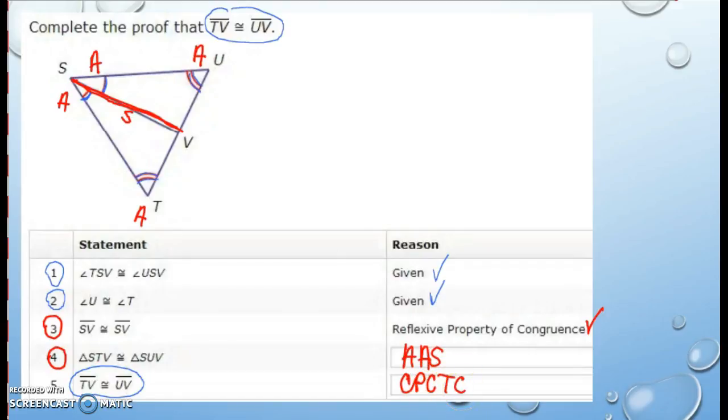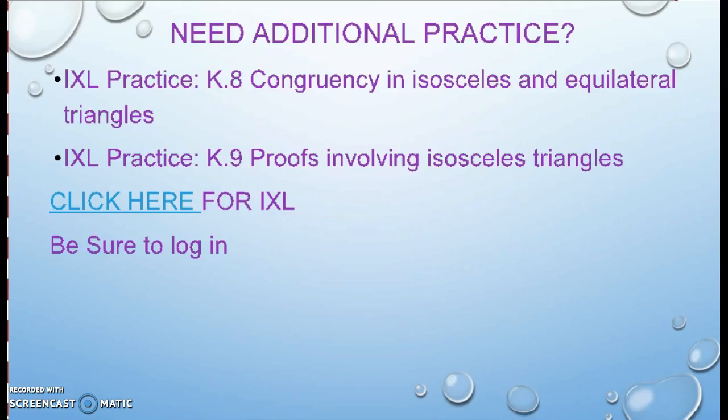Alright, so now I think it's time for you to practice in IXL on your own to get ready for the test that you'll be taking at the end of the week. That'll be your Unit 4 test. Here's the IXL that you can practice, involving K8 congruency in isosceles and equilateral triangles, and K9 proofs involving isosceles triangles. So make sure when you are completing your IXL practice that you log in so that it's tracking your progress.